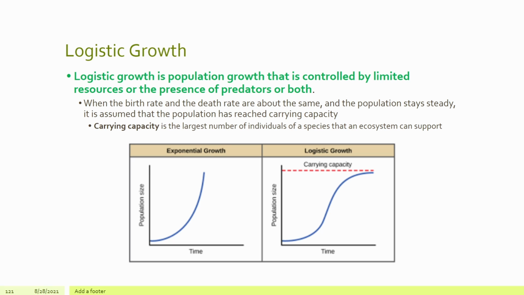Whereas logistic growth is population growth that is controlled by some type of limiting resource or the presence of predators or both. For example, when the birth rate and the death rate are about the same and the population stays steady, it is assumed that the population has reached carrying capacity. Carrying capacity is the largest number of individuals of a species that an ecosystem can support. Because, for example, more of that particular type of individual in that species might start to put a strain on the amount of resources available for that particular organism.